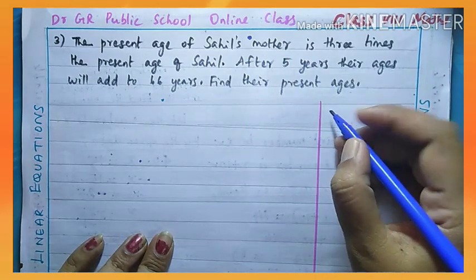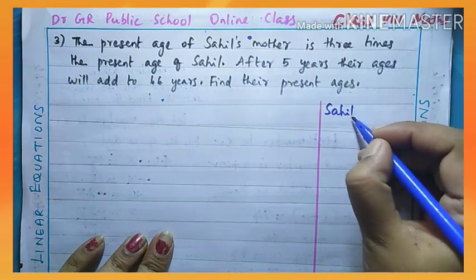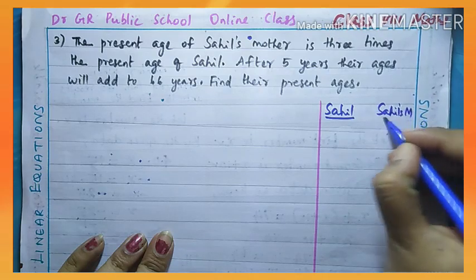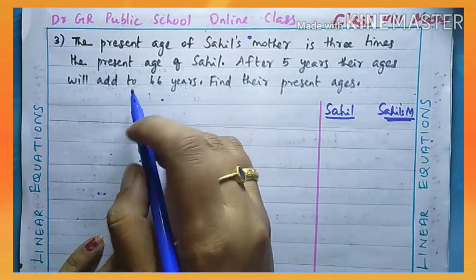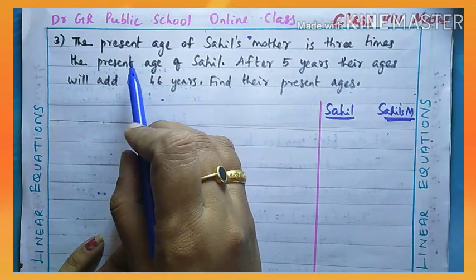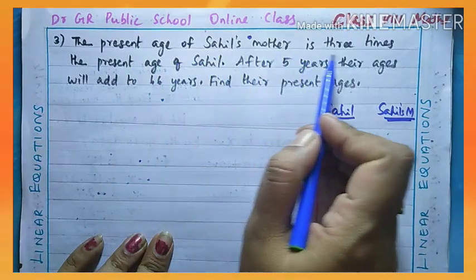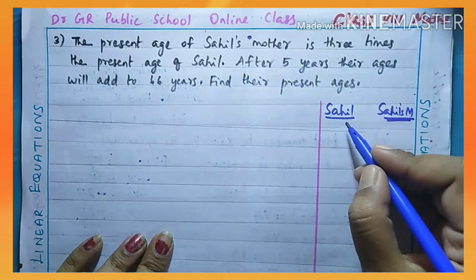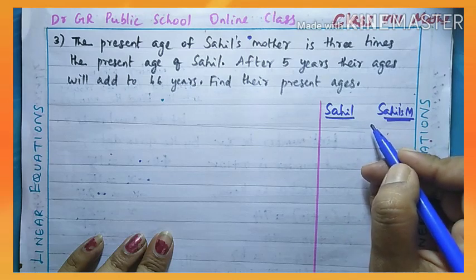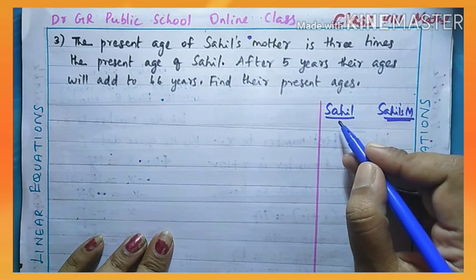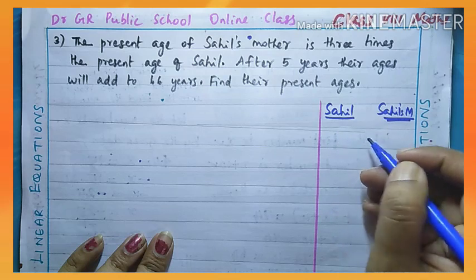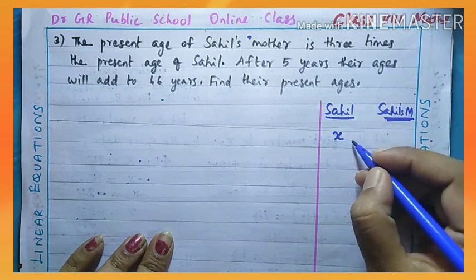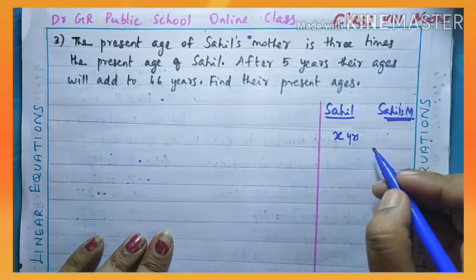Okay, so we just do a rough work. So this is Sahil and this is Sahil's mother. Now, what are the things given about them? The present age of Sahil's mother is 3 times the present age of Sahil. So who is the younger member here? The younger member is Sahil, the son. We don't know the age of Sahil, so let the variable x be the age of Sahil. So Sahil is x years.